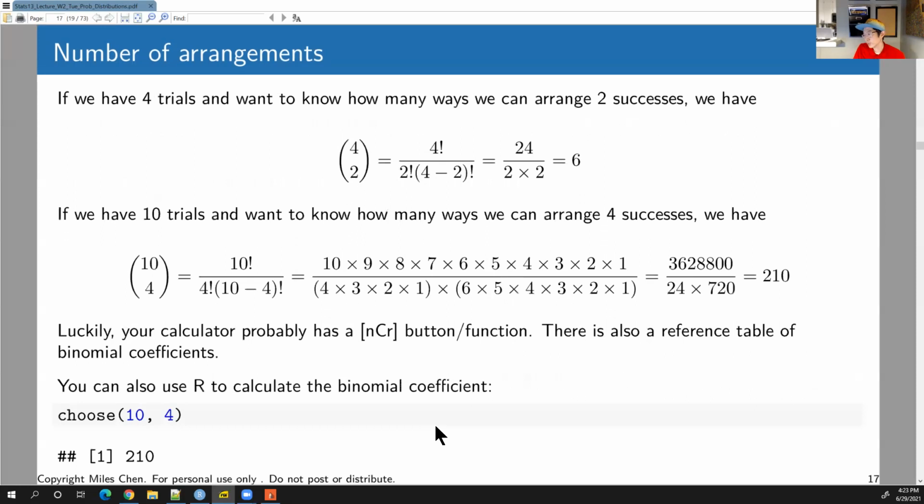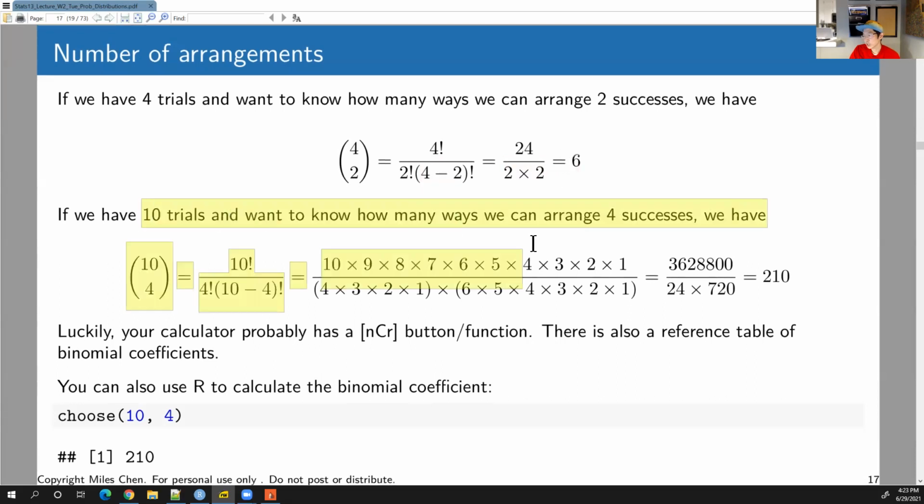So anyway, if we did something like 4 choose 2, we have n choose k. So we write 4 factorial divided by 2 factorial times 4 minus 2, which is also 2 factorial. 2 factorial is 2, 4 factorial is 24, and we do 24 divided by 2 times 2, which will give me 6.